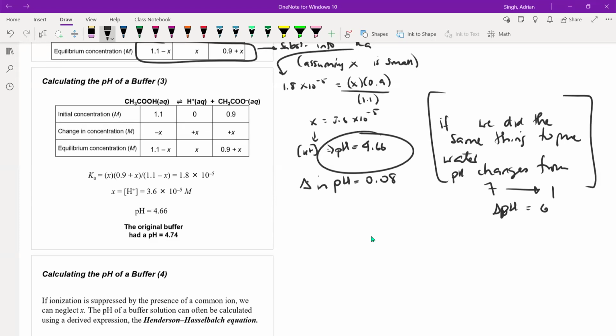Remember, the pH scale is a logarithmic scale. So a pH change of 6 is actually a 10 to the 6, that's a 1,000,000 times difference in concentration, compared to a 10 to the 0.08 change in the concentration. So a very, very dramatic effect here of what a buffer has on the pH of a solution when we add small amounts of acids, in this case, to it.